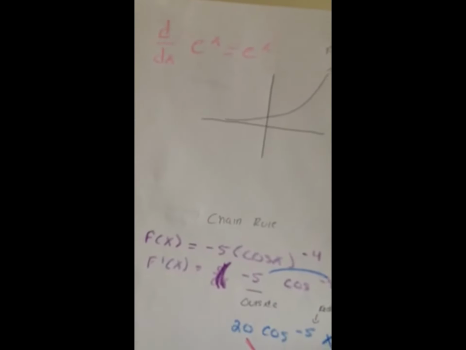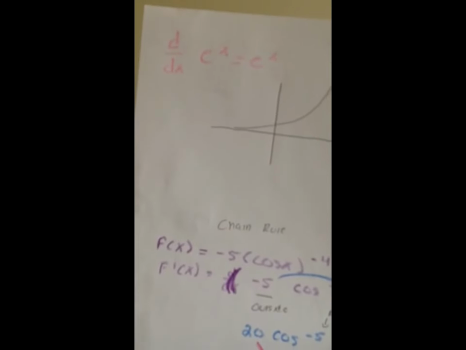Okay, we have the derivative of e to the x. Anytime we have the derivative of e to the x, it's simply e to the x. We can see over here, I have included a graph of what f of x equals e to the x looks like. We all know that with an exponential function, when you graph it, you start off really small and then you gradually come all the way up.